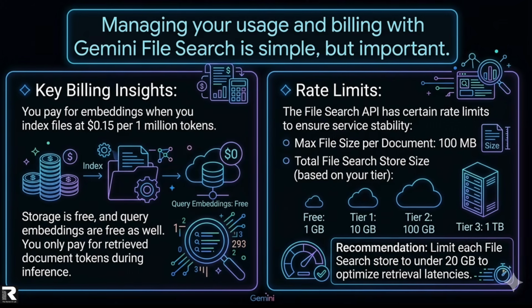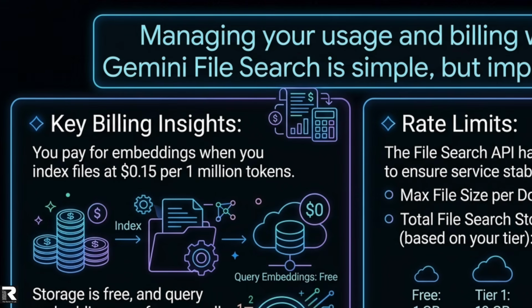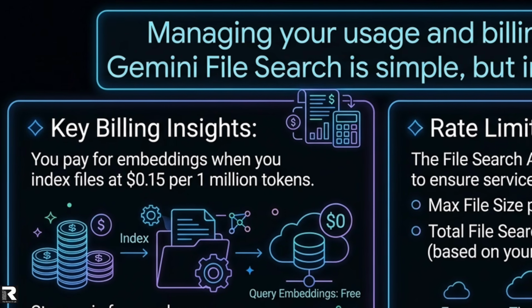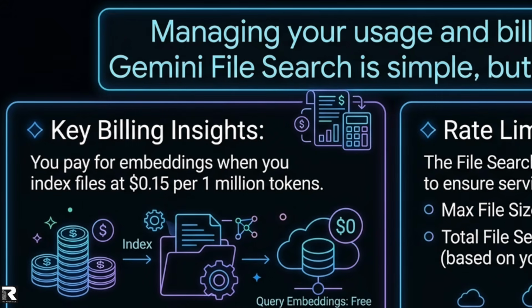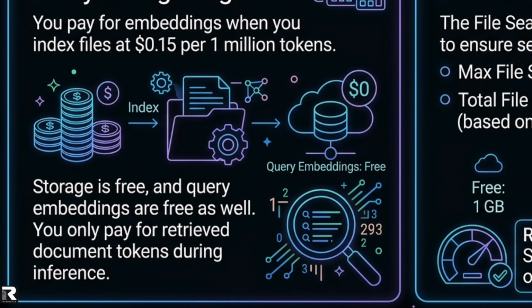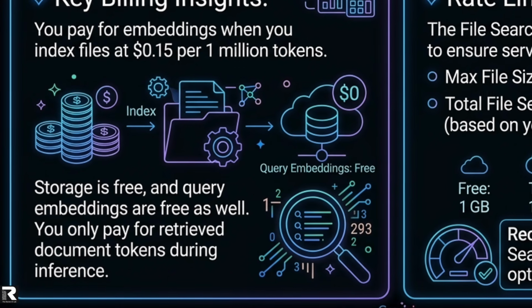Managing your usage and billing with Gemini File Search is simple but important. Key billing insights. You pay for embeddings when you index files at 15 cents per 1 million tokens. Storage is free, and query embeddings are free as well. You only pay for retrieved document tokens during inference.